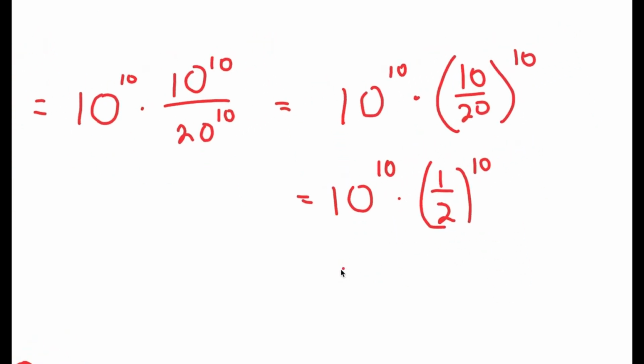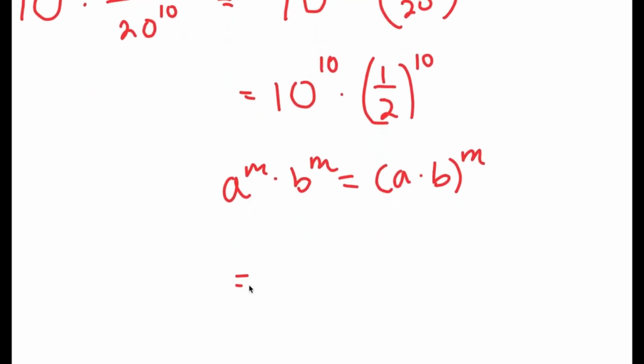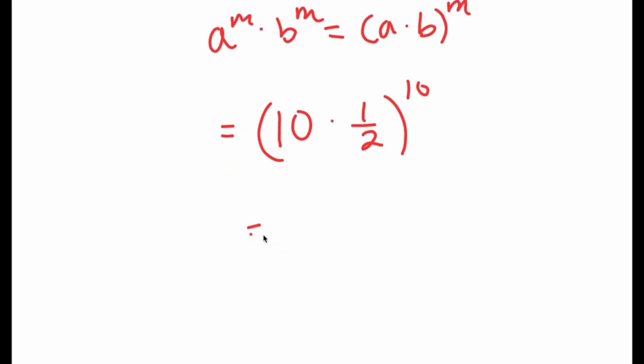And finally, if I have something in the form a to the power of m times b to the power of m, this is equal to a times b to the power of m. So this is going to turn into 10 times 1/2 to the power of 10, which is equal to 5 to the power of 10.